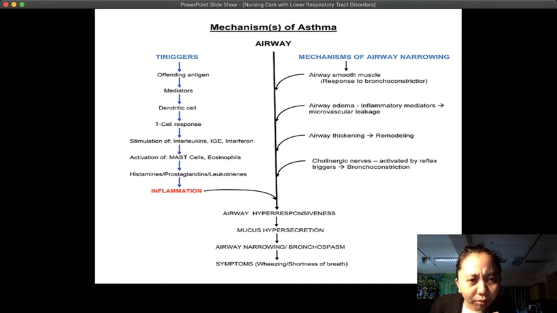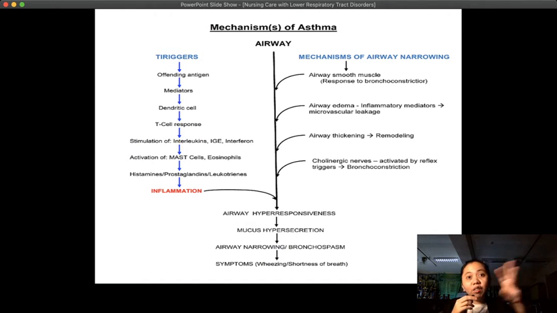Okay, so triggers, offending antigen. Okay, so the triggers are the dust mites, the dogs, the cats, the pollen grains, offending antigen, mediators, dendritic cell, T cell response, and then stimulation of interleukins, IgE, and interferon, activation of your mast cells and eosinophils, and then histamines, prostaglandins, and leukotrienes. Kasi once there is an allergic reaction of the body, your histamine will rise. Okay? So, nagkakaroon ng inflammation.